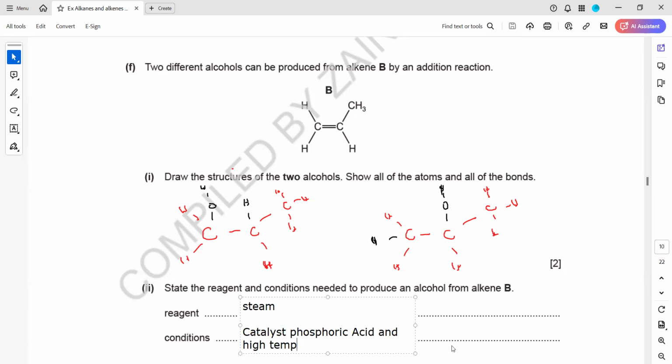You have to learn these conditions. You can mention 60 atm pressure and 300 degrees centigrade. Instead of just writing high temperature, you can also say 300 degrees centigrade and around 60 atm, the atmospheric pressure.